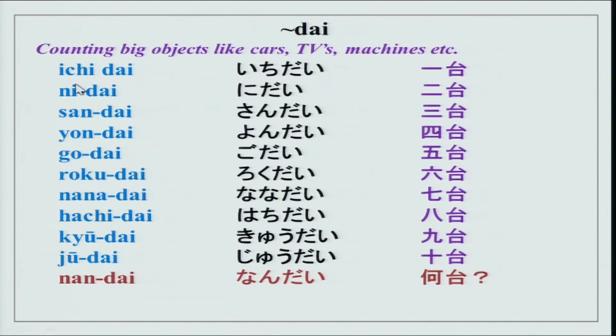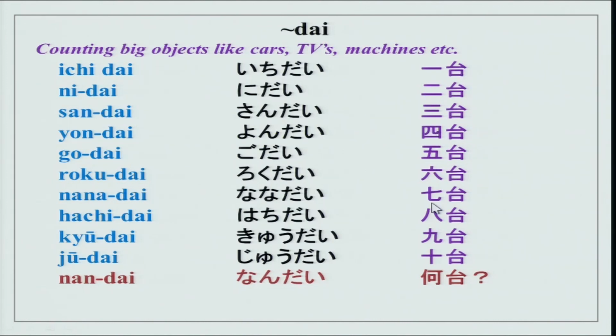You can repeat after me: 1 dai, 2 dai, 3 dai, 4 dai, 5 dai, 6 dai, 7 dai, 8 dai, 9 dai, 10 dai, and of course, how will you ask how many? Nan dai. So, this is the kanji over here.